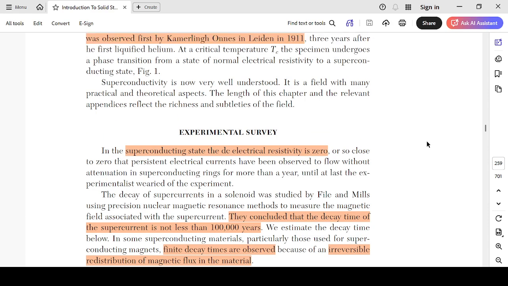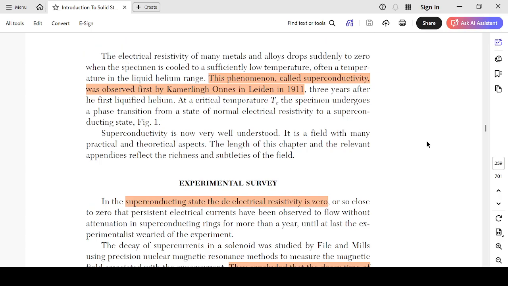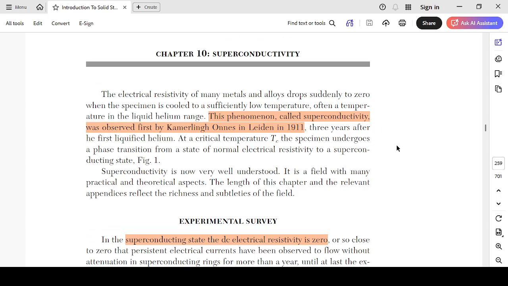Okay, dear students, today in this lecture we are going to describe the phenomenon of superconductivity. Our major concern would be to understand this phenomenon from our examination point of view.